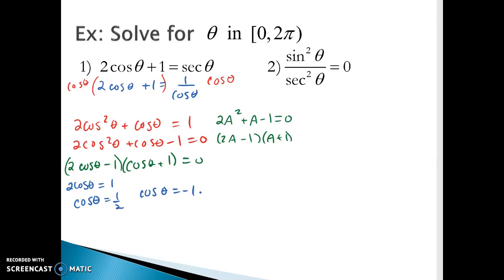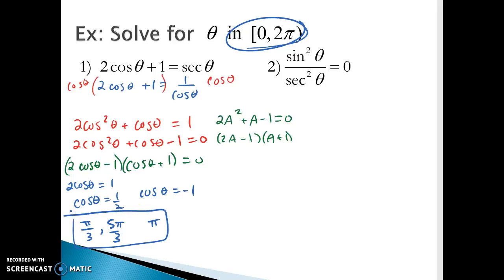Now from here, we want to think about all angles in the full circle. We look at our restrictions. Our restrictions tell us that we want our answer to be in radians. So I want to think of all radian measures that have a cosine ratio of 1/2. And this happens twice, at pi thirds and 5 pi thirds. And the cosine equaling negative 1 only happens one time, and this happens at pi.